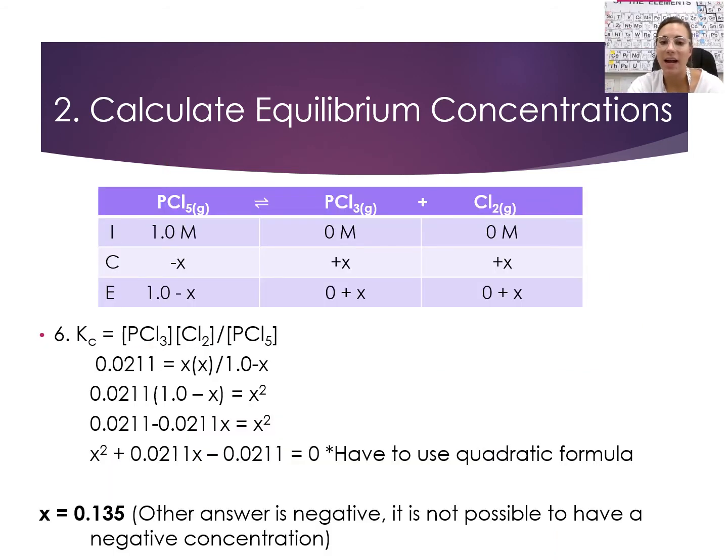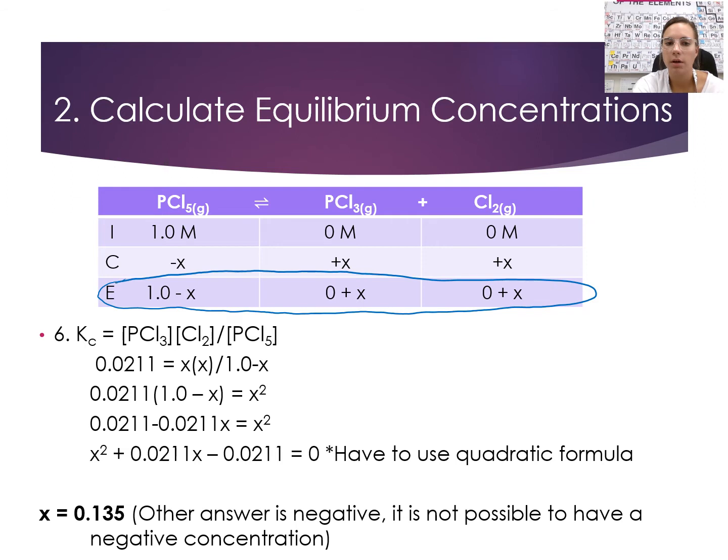So now that I have my ICE chart filled out, I'm going to take my equilibrium concentration row and plug it into the equilibrium expression. Of course 0 plus x simplifies to x, so that's why I have just x's here. From the previous slide where we saw the problem, we know that K is equal to 0.0211. So I'm going to do 0.0211 equals x times x divided by 1 minus x.